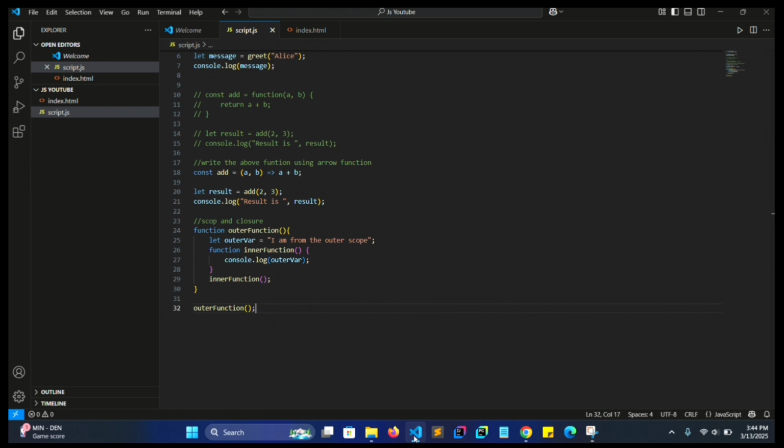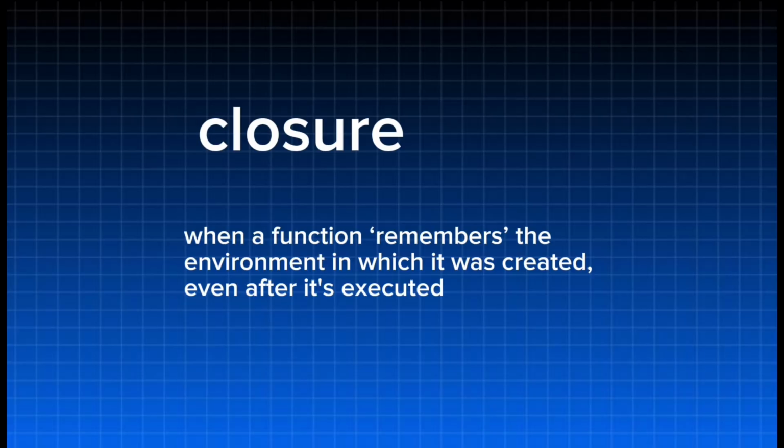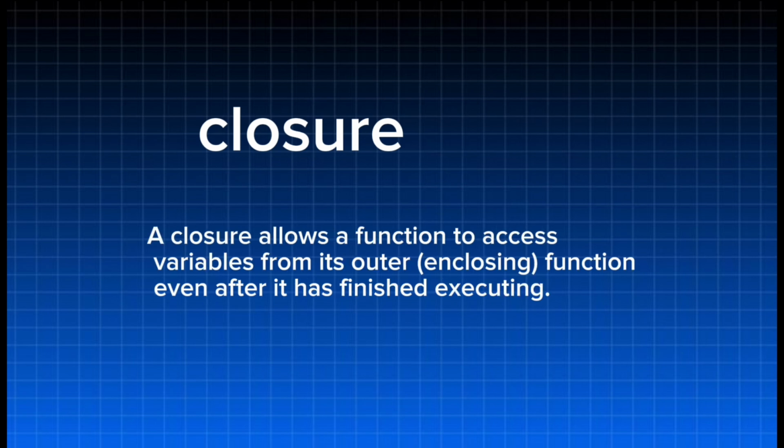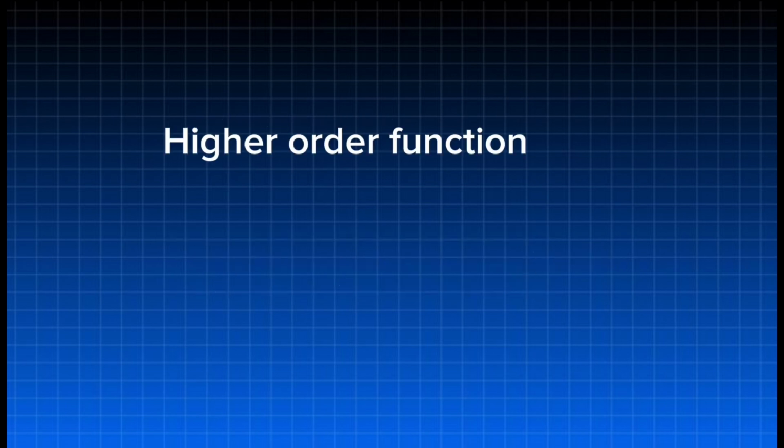This is what we call a closure. A function remembers the environment in which it was created, even after it is executed. Or we can say a closure allows a function to access variables from its outer function even after the function has finished executing.